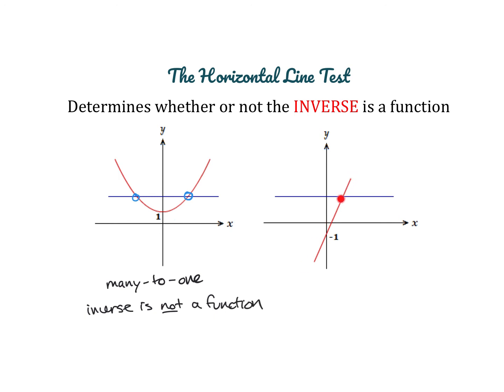Here we just have a linear equation like this. This passes the horizontal line test. So this inverse is a function. So the horizontal line test, again, can be used to determine whether or not your inverse is a function. The vertical line test is to determine whether the function, the original graph, is a function.